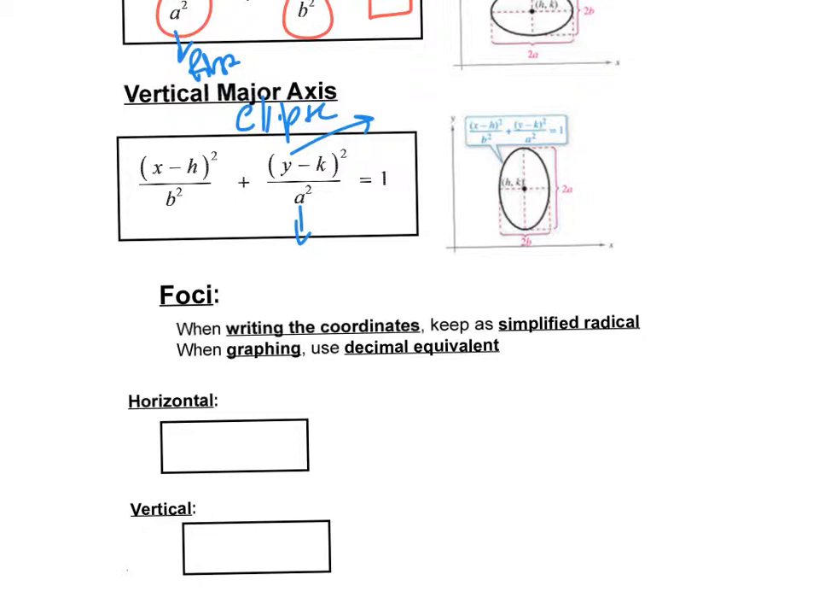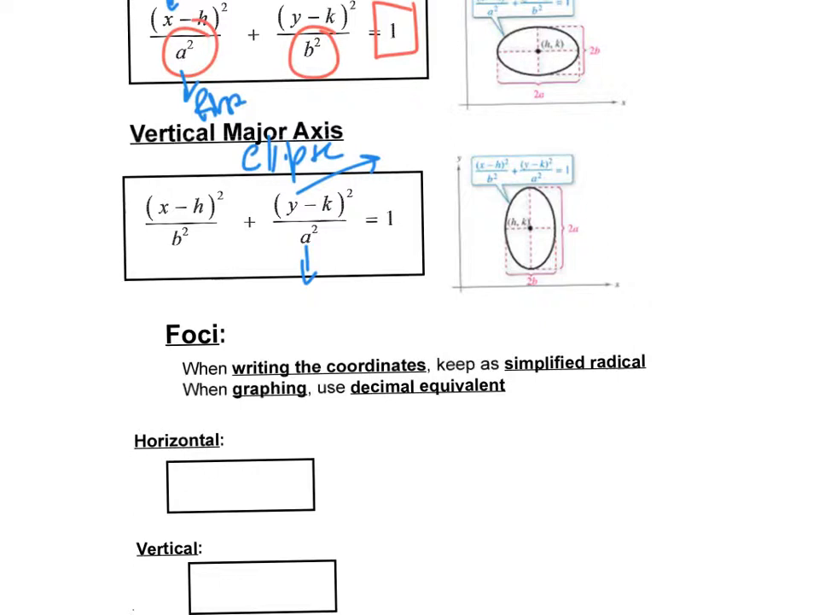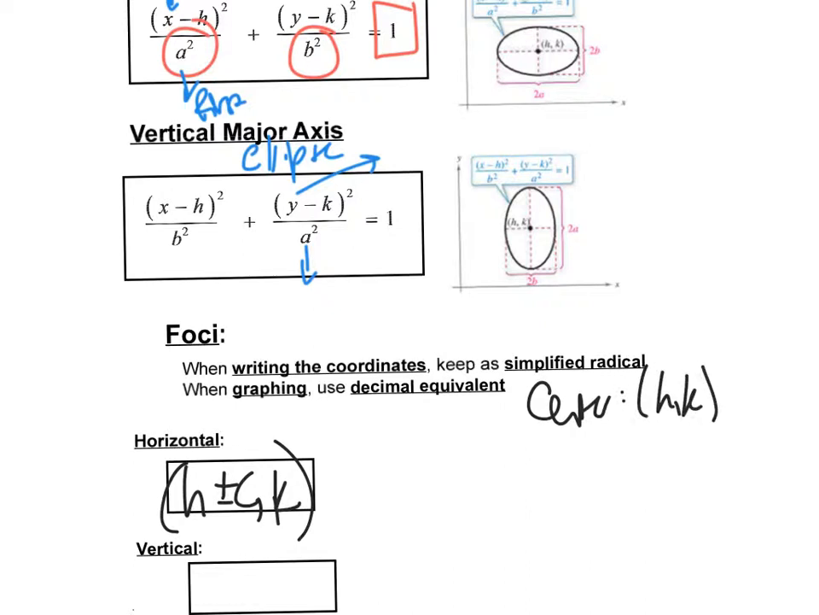So, some major things here. Really the shortcuts for us. Your horizontal foci, okay? So writing the coordinates, giving a simplified radical. When graphing, use decimals. Your horizontal foci, easiest way to remember this is going to be h plus or minus c, comma, k. And if you think about it, it should make sense because remember your center is still h comma k, no matter what way it's going. But this time you add c, and I told you before that your focus is literally a distance of c from your center. So hopefully that makes sense.